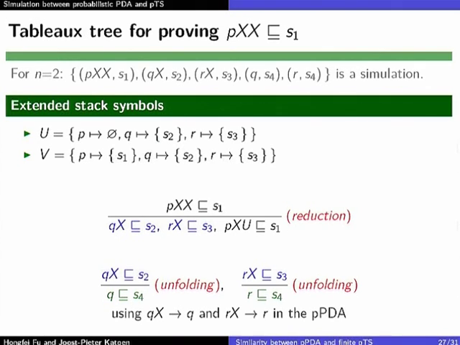You know that these two transitions are available in the probabilistic pushdown automaton. And then I can conclude when X is being simulated by S4, that then QX is being simulated by S2, and so forth. These are meant to be green. Why? Because they are in the simulation relation, so these are successful tableau nodes. I know that these conditions are true. I don't have to deduce any further.